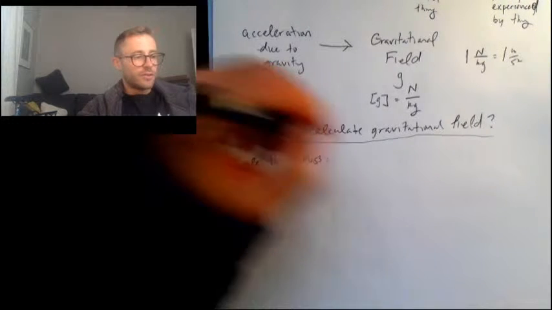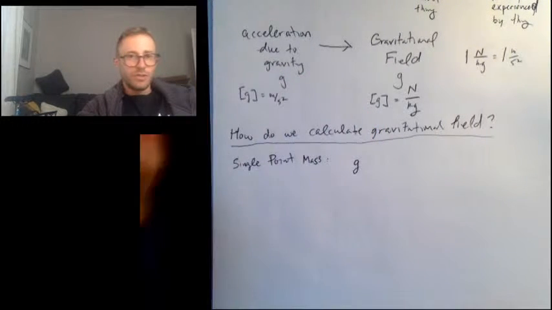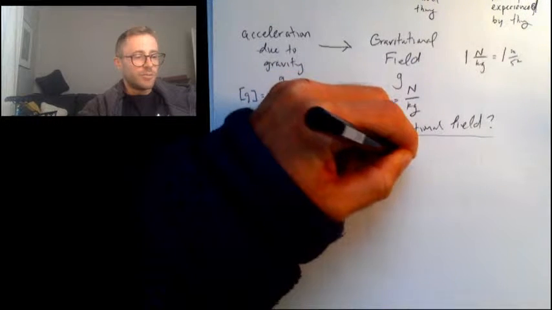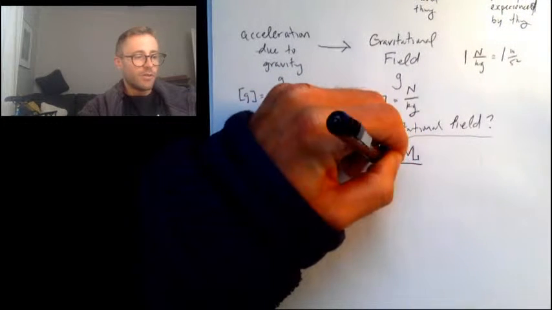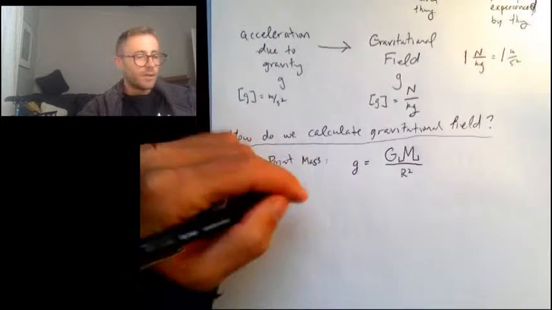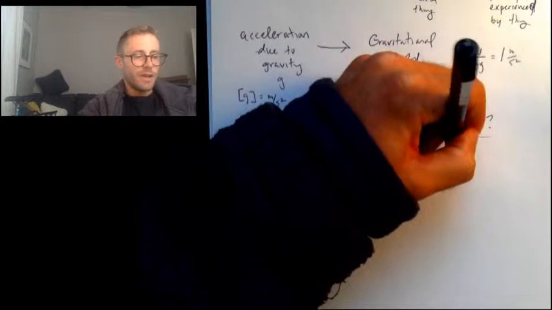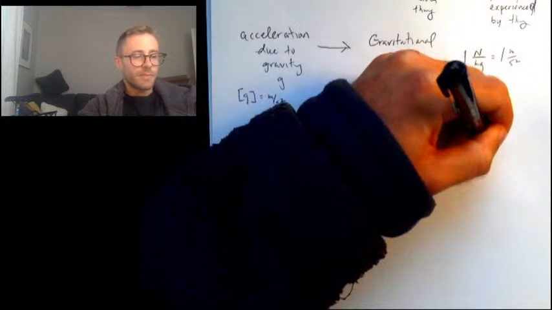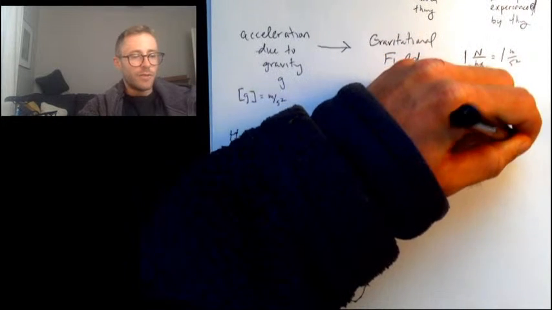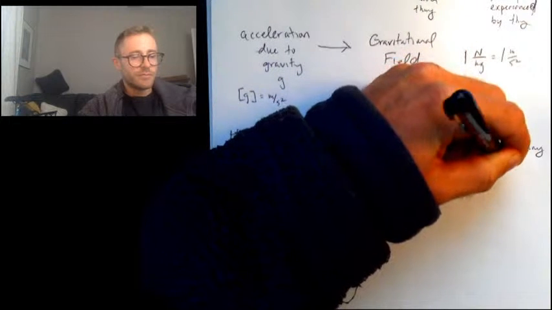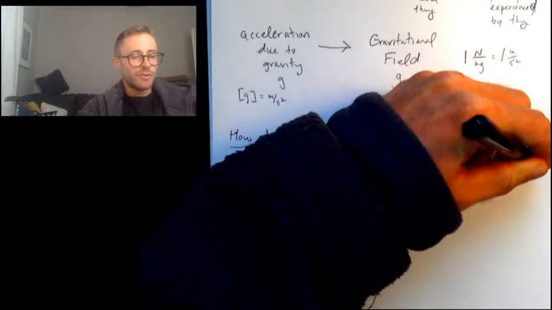And in that case, the gravitational field, the little g, is equal to big G times big M over r squared. Okay, so what are these things? Well, big M is the mass of the thing making the gravitational field.